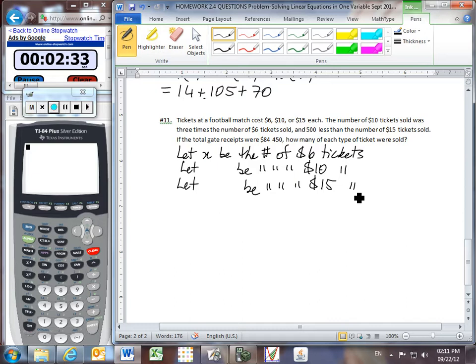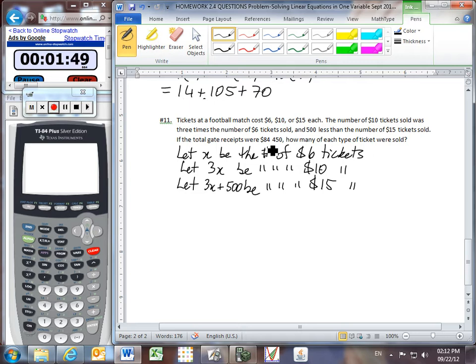Let's look at the information then. The number of $10 tickets sold was 3 times the number of $6 tickets sold. So we had x $6 tickets being sold, so 3 times that number must be 3x, just like the last problem. And we also know that the number of $10 tickets sold was 500 less than the number of $15 tickets sold. So this quantity must be 500 less than this quantity. Well, that must mean that this quantity is 500 more than this one. And now you can see, look, this one is 500 less than that one. And now we're ready to do the last step.